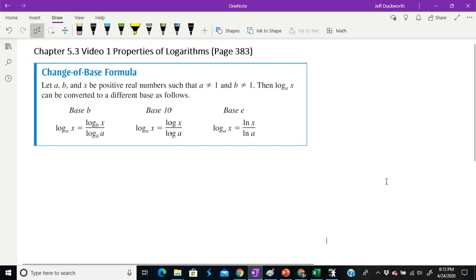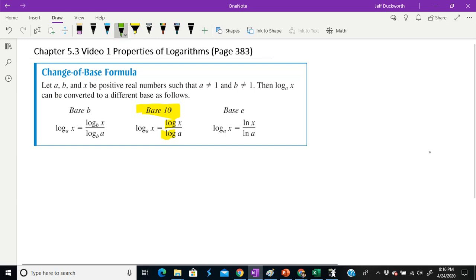Next section talks about the properties of logarithms. The first of them would be changing the base into something we can handle. Your calculator can only, well, maybe new calculators can, but typical calculators will give you a log, just log, and that is assumed to be base 10. So if you see base 10 here, that means just log. All right, and base e is ln. We talked about that before.